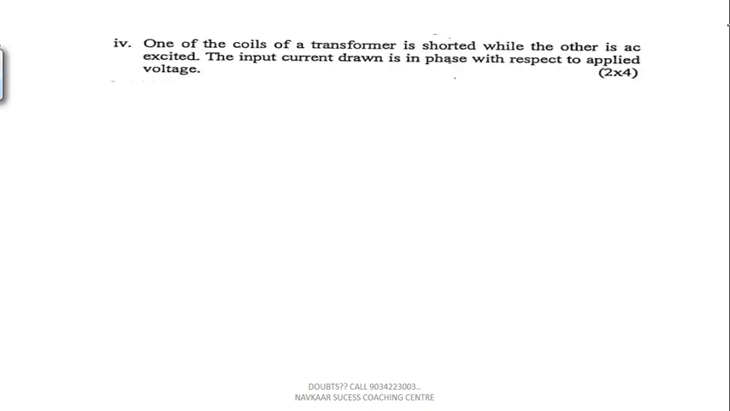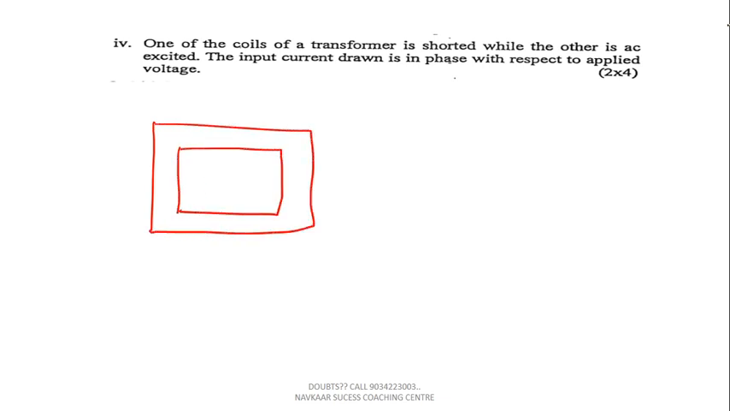In the next question, what they have said is related to the transformer. You know what a transformer is? A transformer is a static device which is used to change voltage level without change in frequency. So this is the structure of the transformer. As we know, in a transformer there is one primary winding and one secondary winding, right?